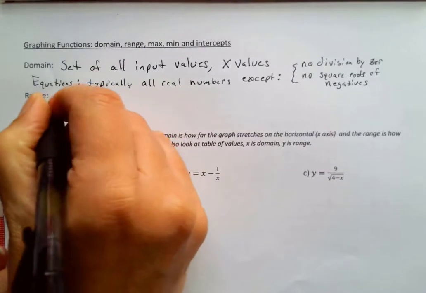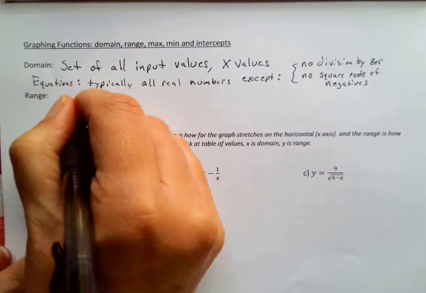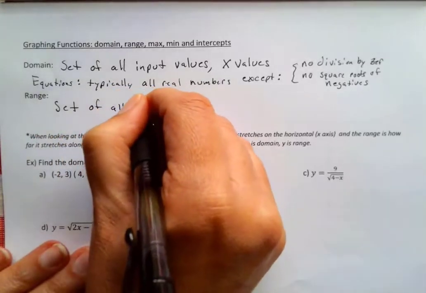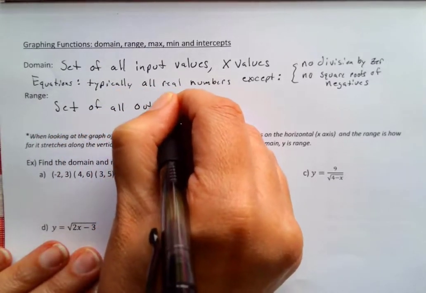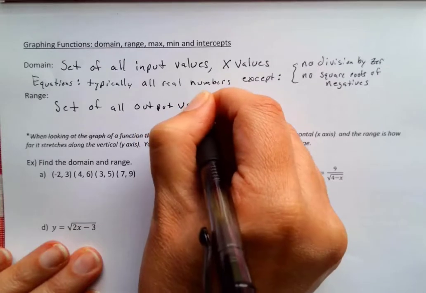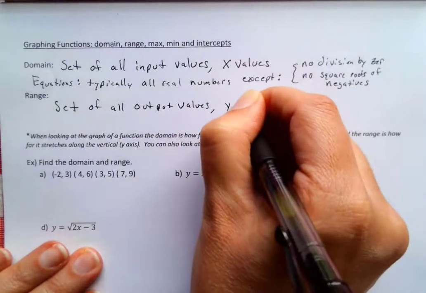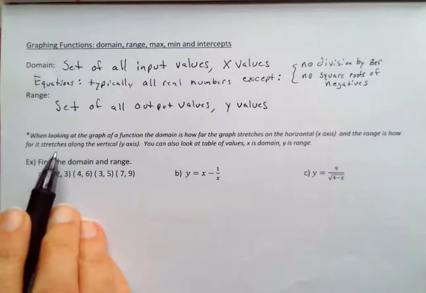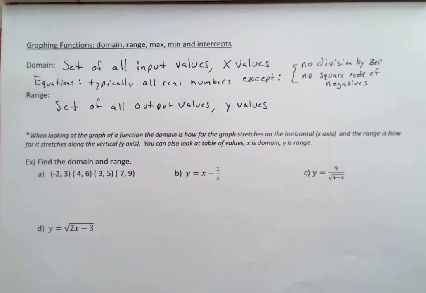And then your range essentially is whatever comes out after you put those numbers in. So the set of all output values or y values. So I have here a little note about looking at the graph.